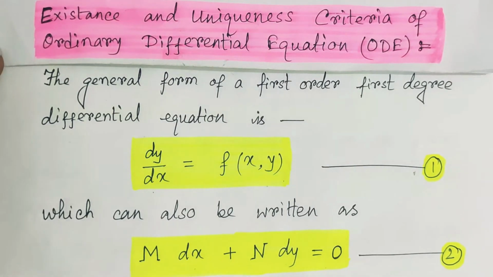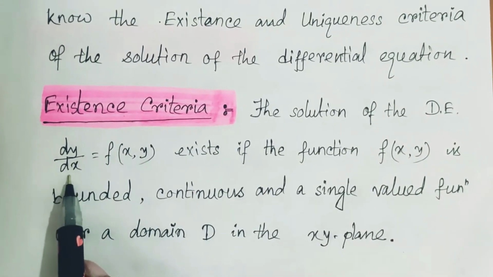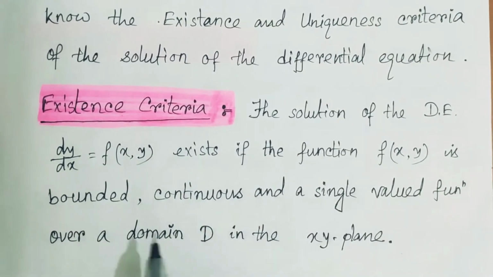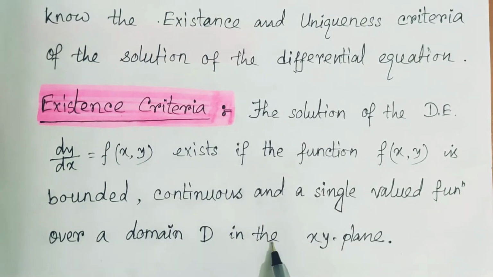Now for this type of differential equations, whether the solution exists or not, and if it exists, whether it is unique or not, for that we have the existence criterion and the uniqueness criterion. So let us at first go for the existence criterion. For the differential equation dy by dx is equal to f of x, y, if this f of x, y is bounded, continuous and single valued function over a given domain D, then we can say the solution for this differential equation exists.